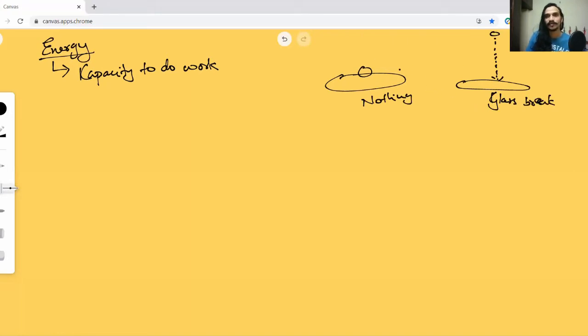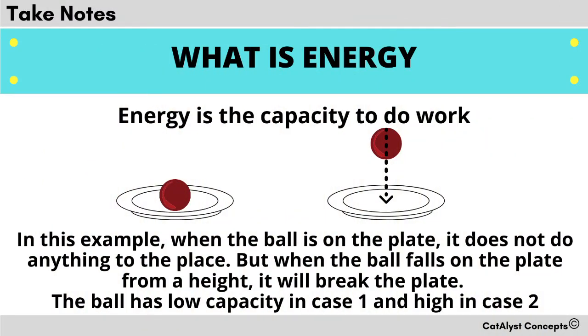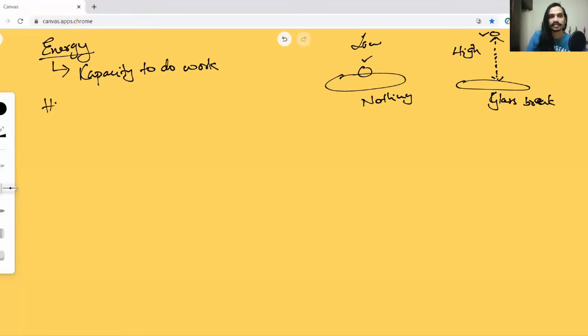What is the difference between these two situations, right? We're using the same ball, we're using the same plate. The only thing we've changed over here is the height, right? And just because of this change of height, the reaction on the glass plate is different, although it's done by the same object, right? So I can say that this object and this object have very different capacities of doing work, right? This has a low capacity, because it's not doing anything much, but this one has a high capacity because it went and smashed the plate, right? So in simple terms, anything that is high energy can do more work. Anything that has more energy can do more work. Anything with less energy can do less work, right?